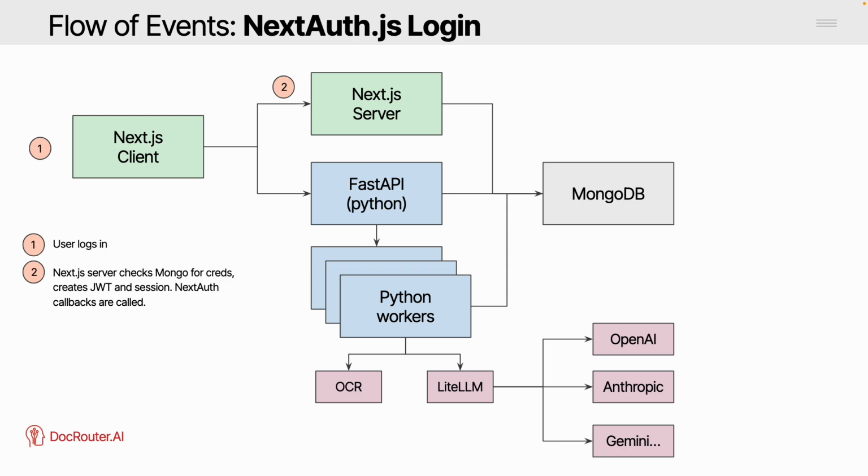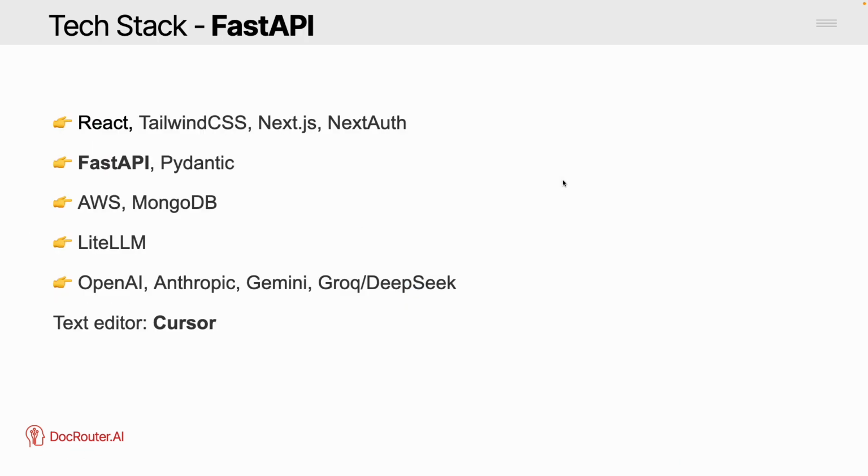Next.js and NextAuth. That's just the flow of events when you log in, and the key here is that it's not going through FastAPI, it's actually going through the Next.js server for logins, and from there it's going to MongoDB.